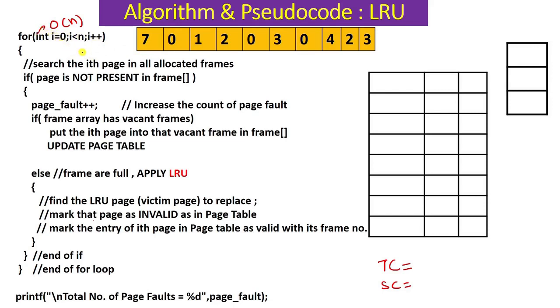Okay, and basically what I'm doing, for every page I'm checking whether that is present in the frame array or not. Basically I'm checking this page table directly. I'm going to the particular page, and then I'm checking its valid bit. So it is O(1) time. It will not be checking the array actually.